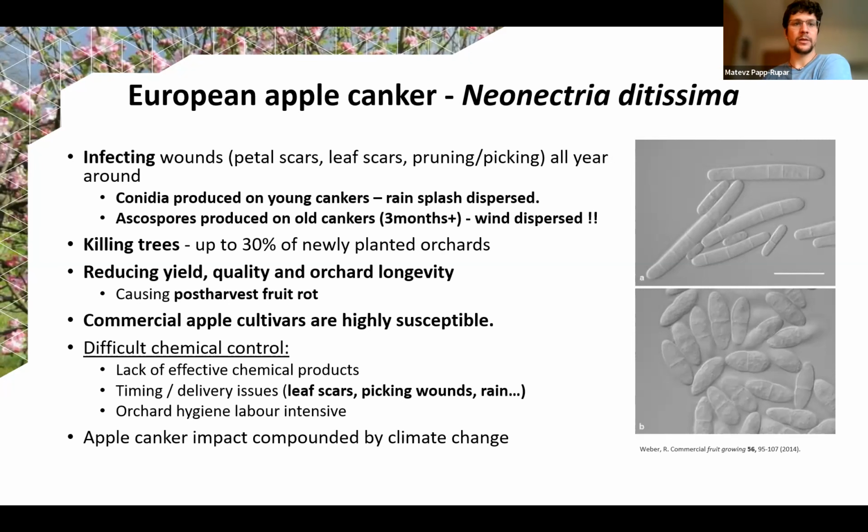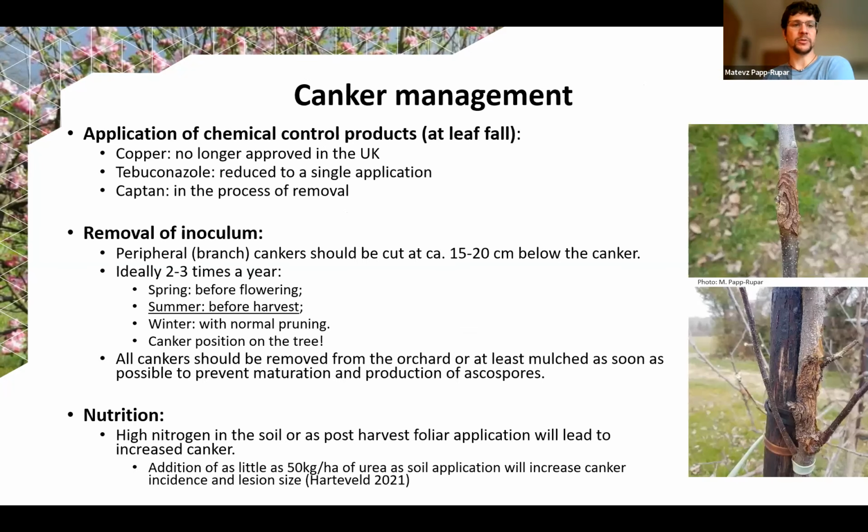So for canker management as is, I already glanced over the fact that there's very little in terms of chemical control. So the most important thing that you can do at the moment is removal of inoculum, which is quite expensive and labor consuming. So that's your bottleneck, if you have enough labor. Ideally you would remove inoculum 2 to 3 times a year. And it was found especially effective in the Netherlands, Germany, and France.